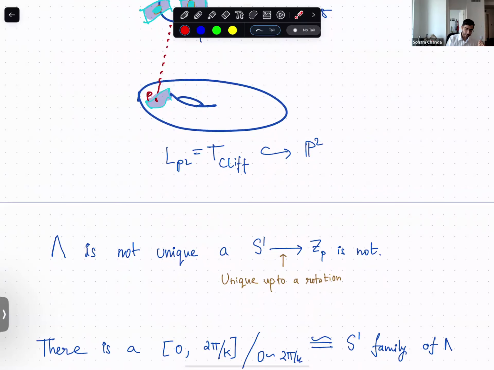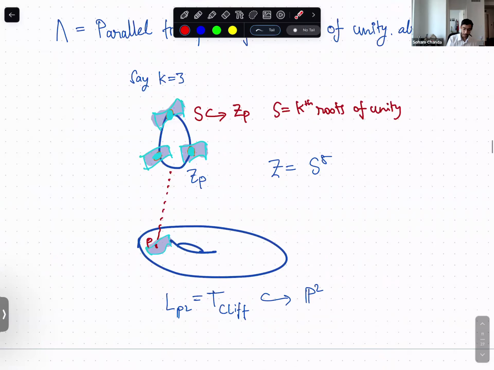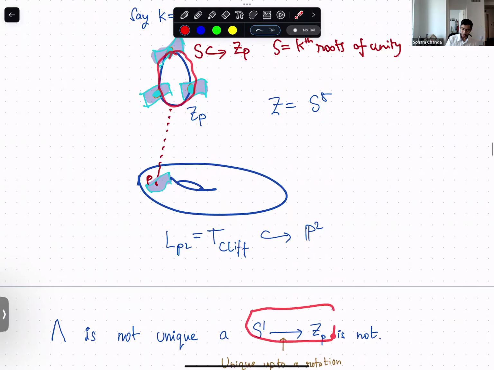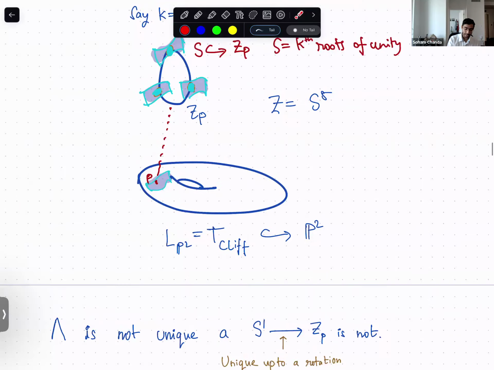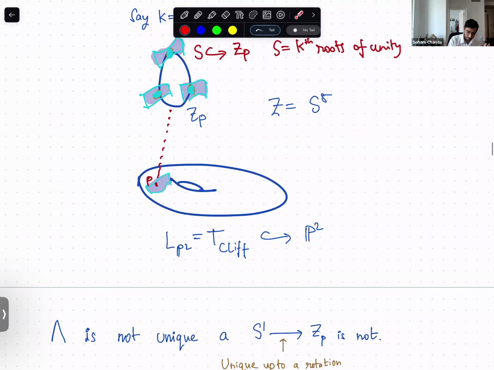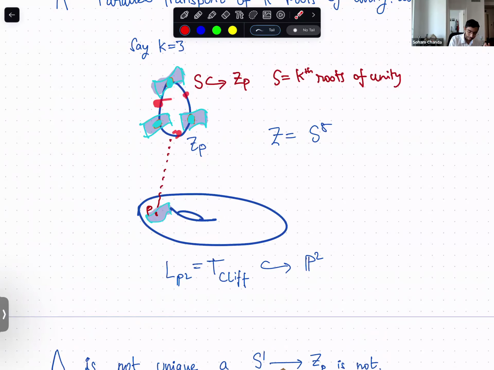One thing to note is that this lambda is not really unique, because the way you start is you first identify the fiber with S1, and this identification is not unique. It is unique up to some rotation. So this tells you that lambda is unique up to some rotation. And this is true because you could have chosen different kth roots of unity, like take the kth roots and shift everything by the same angle theta.